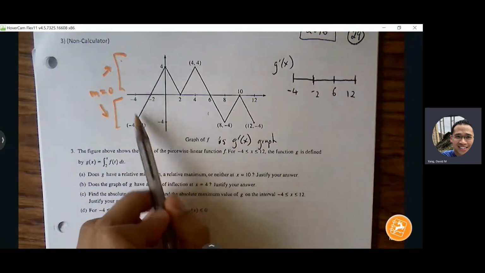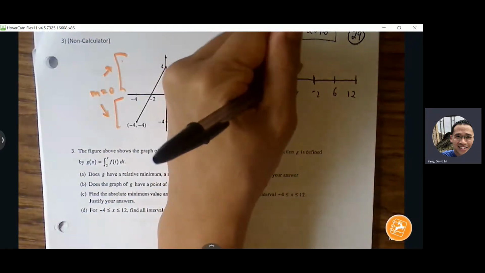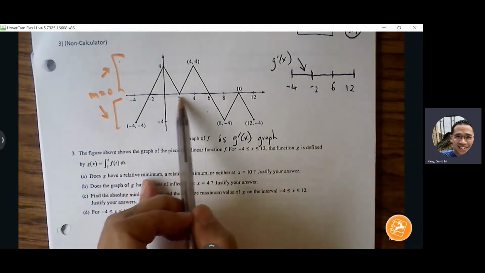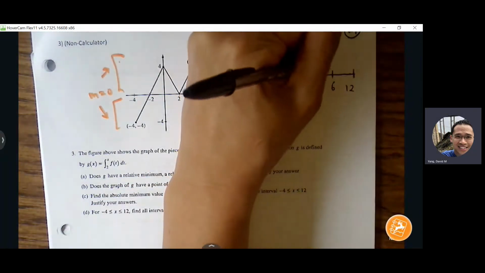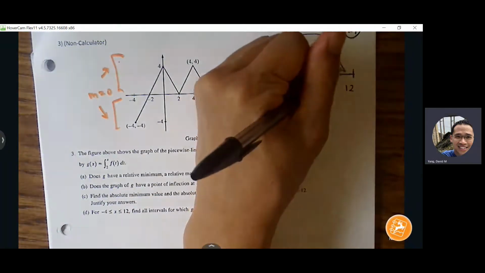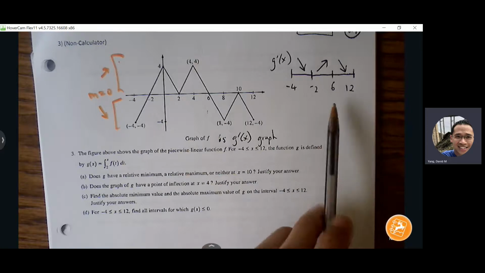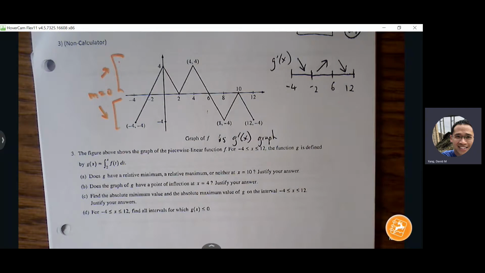Okay, between -4 and -2, we see our g prime graph is sitting below the x-axis. So all that's going to represent different variations of negative slope. Anything between -2 and 6 is sitting above the x-axis, so that's all going to represent positive slope. And then between 6 and 12, all below the x-axis, so negative slope. Okay, does g have a relative min, relative max, or neither at 10? So we can tell that 10 is neither a max nor min because there's no change in sign.